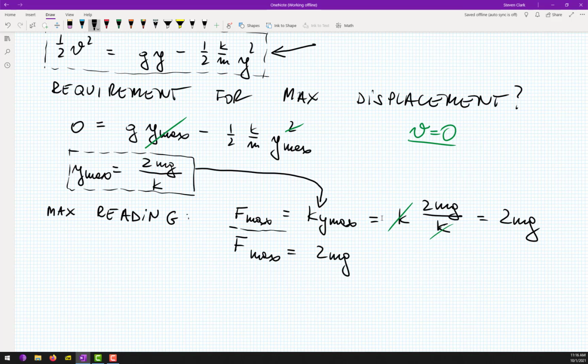Interesting, isn't it? The maximal reading of the scale is twice as much as we weigh. So every time you walk on the scale, the maximal reading of that scale is twice as much as you weigh, guys. Interesting? But it still shows the correct value. I hope it shows the correct weight of me, and you. Okay, that's the end of part A.